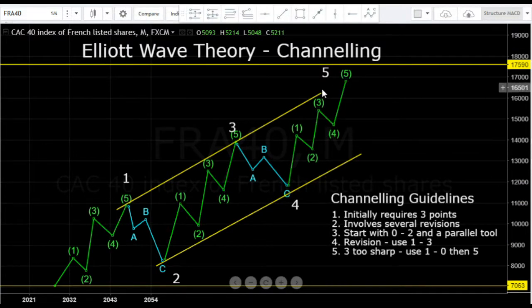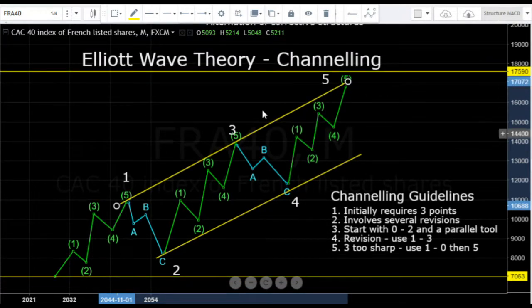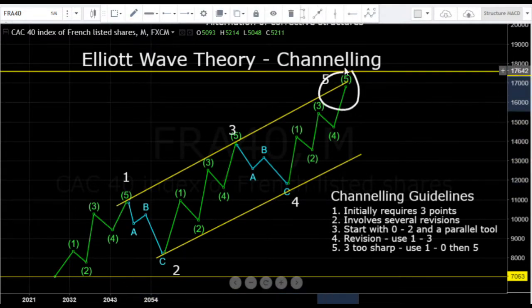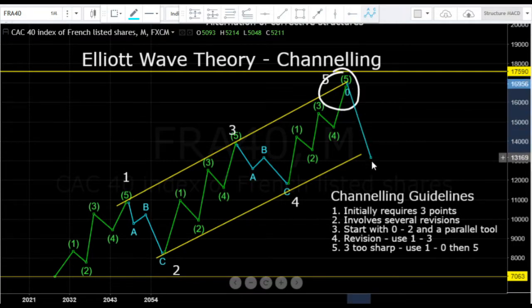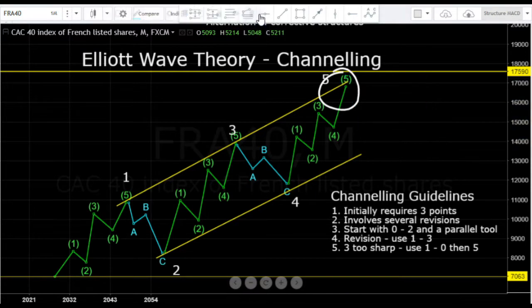And then price pushes on up, and generally speaking it'll terminate somewhere in the region of where the end of 5 connects with the top of the channel, which gives us another pivot point. And then from there we may be looking for a trade back down, if we want to trade counter trend.